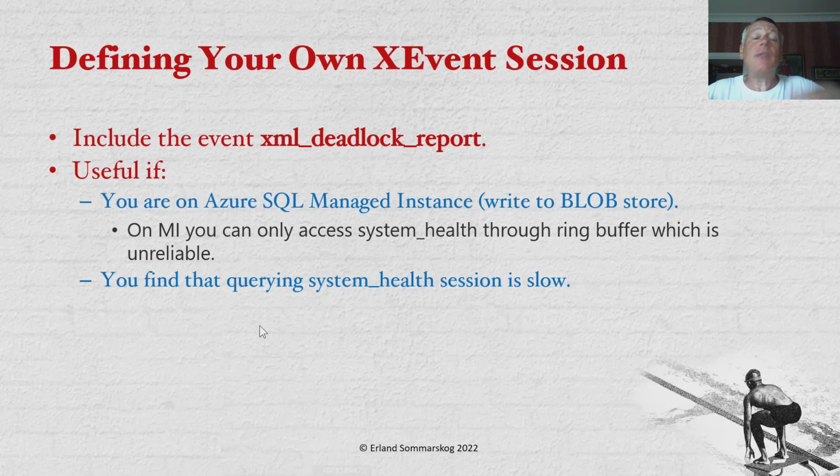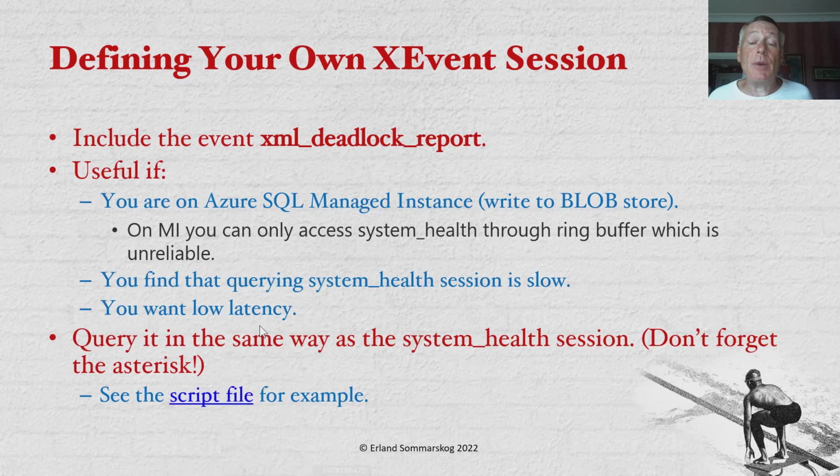It can also be that you want low latency, not so much in production. The default latency for system health is 2 minutes, which is probably okay for production because you probably don't want to look at the deadlock directly. But if you're doing some labs, testing, playing around, then you might want shorter latencies so you don't have to wait. Now, if you have your own extended event session, you would query it in the same way as system health. And don't forget that asterisk, and see that script file for an example of how to do this.